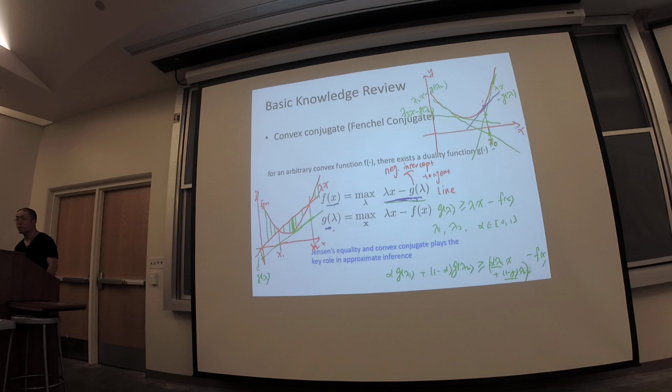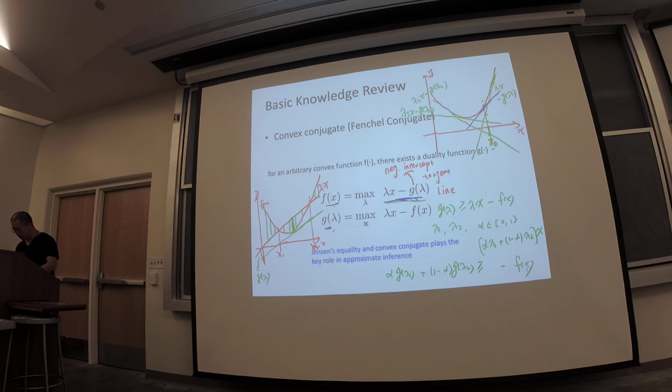So we can merge these two terms. Is it clear, or do I need to write it more clearly? It looks like I need to write it more clearly. So the right hand side will be simply alpha lambda 1 plus 1 minus alpha lambda 2, because you merge terms, minus fx. You just apply the inequality twice and add them together. You end up with this.